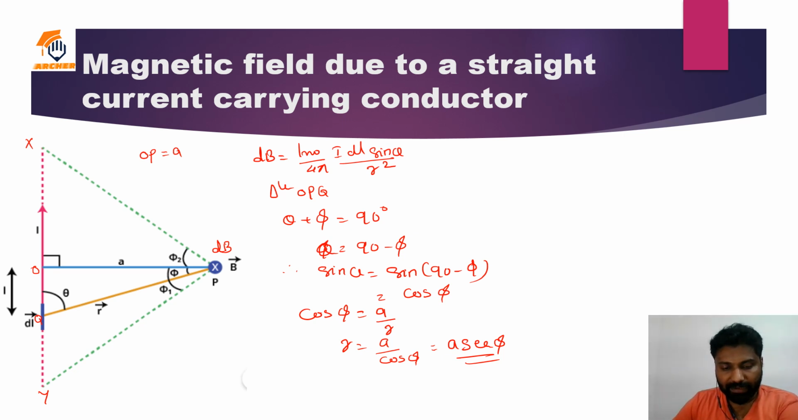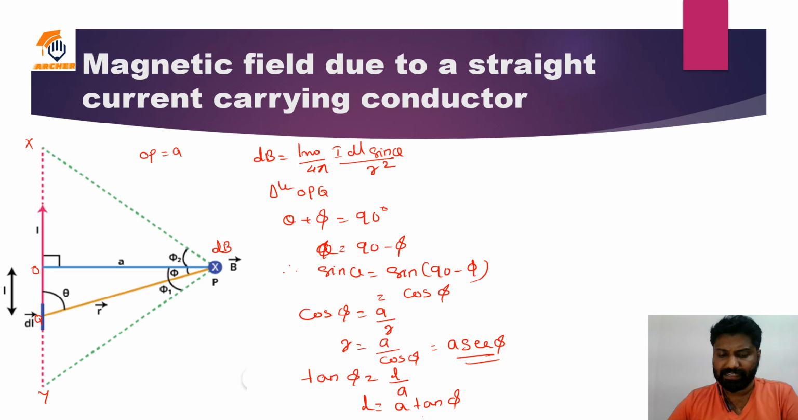Again, we need to find tan phi from this. Tan means opposite side by adjacent side. So what do we get here? L by A. This is L, right? So L by A, opposite side by adjacent side. So what is L here? L is equal to A tan phi.